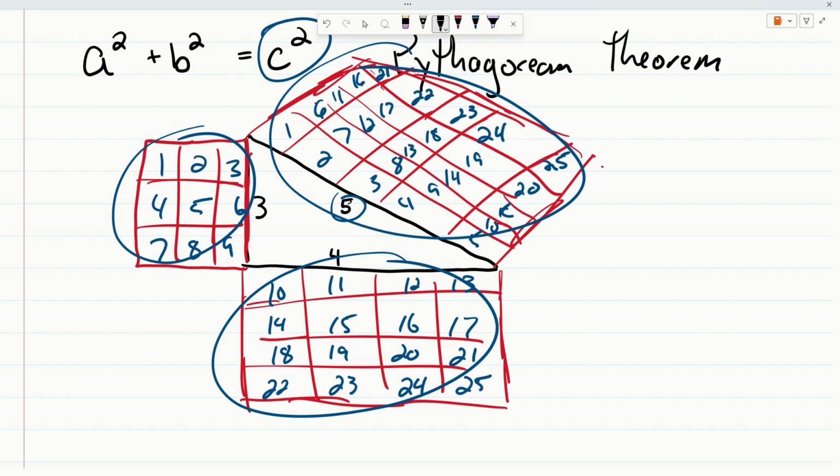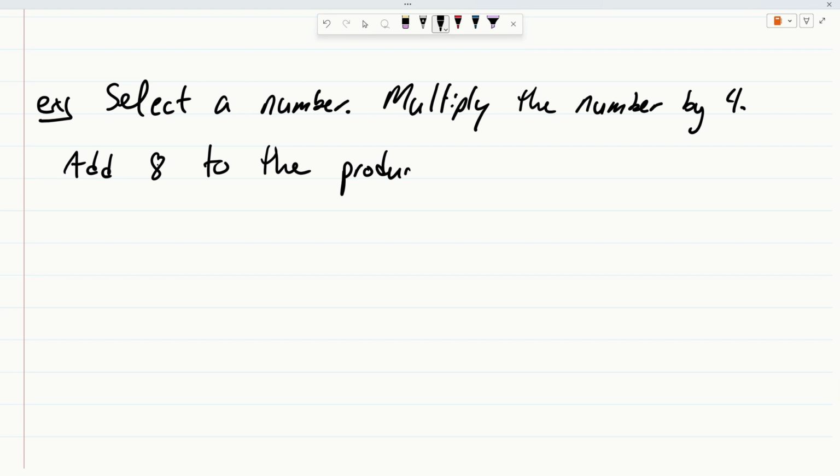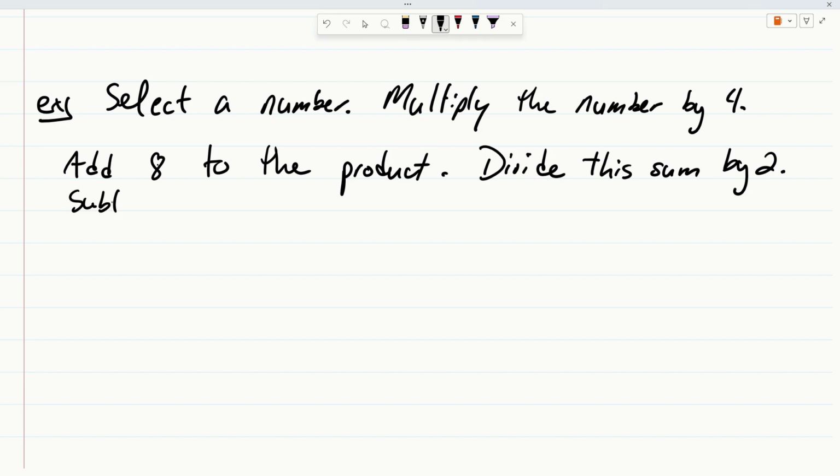So what I'd like to do is another example here, all right? And I'm just going to pull one out of your homework. We are going to select a number. Once we select it, we're going to multiply the number by 4. Then we're going to add 8 to the product. Finally, we're going to divide this sum by 2. And lastly, subtract 4 from the quotient. All right.